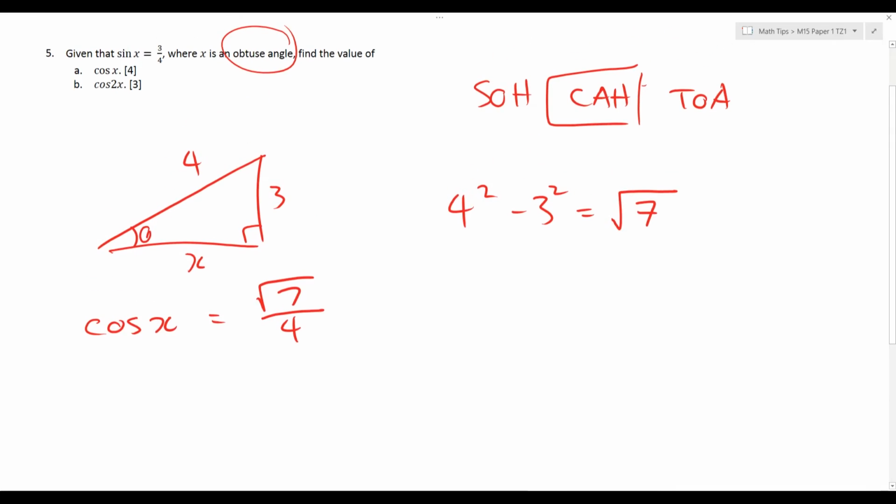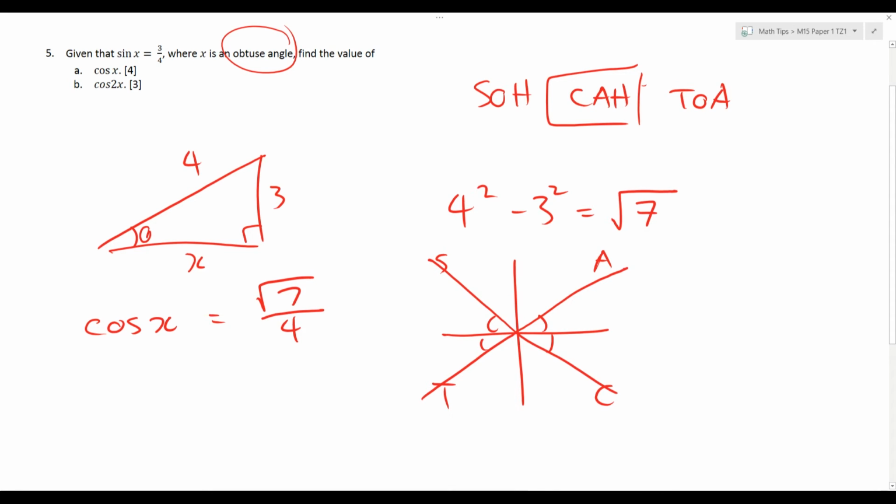Obviously, we're not finished. So why did I circle obtuse? Because this can be a very tricky thing. So remember our best friend, the CAST diagram. We learned about these actually, right? So we know that it's an obtuse angle and sine is positive in the obtuse angle.